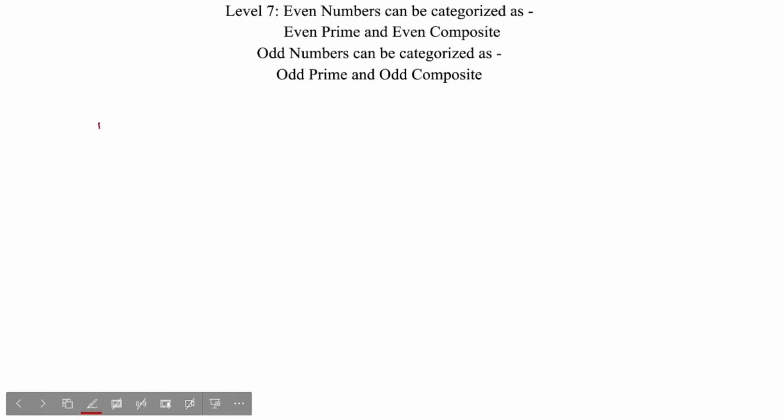What is a prime number? A prime number is a number which is divisible by 1 and the number itself. Okay. And what is a composite number?